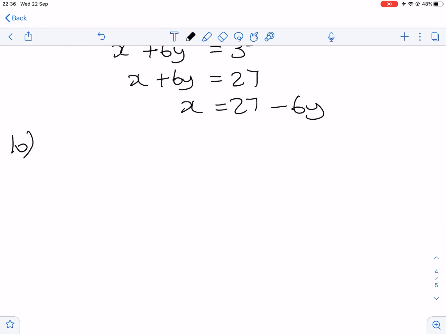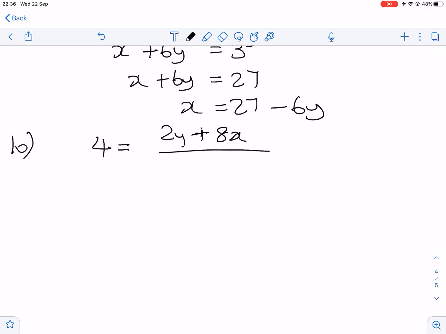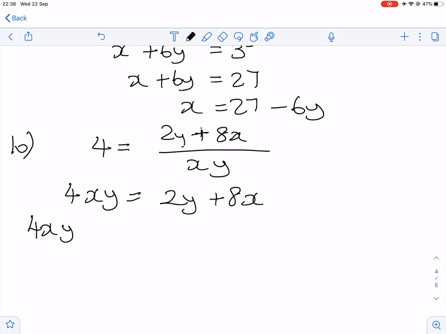Question 10. Again, make x the subject. I have 4 equals to 2y plus 8x over xy. Multiply both sides by xy. So I want to get rid of my denominator when I'm rearranging. Because I want to make x the subject, so I'm going to rearrange to make x on the same side. So I have 4xy minus 8x equals to 2y.